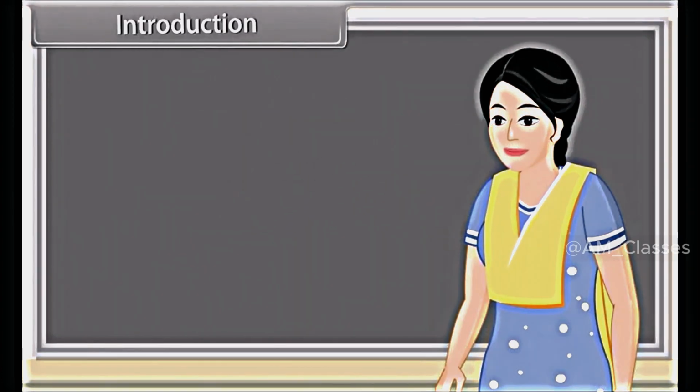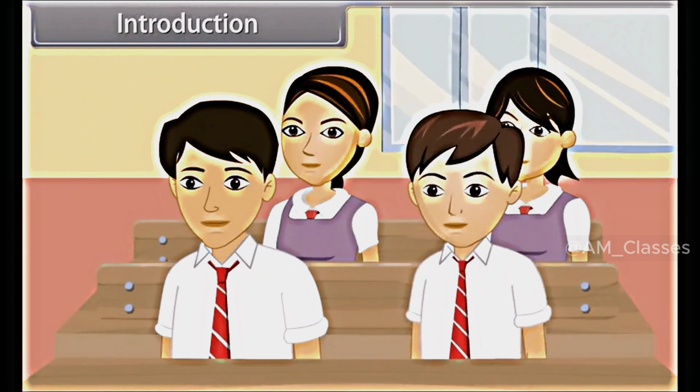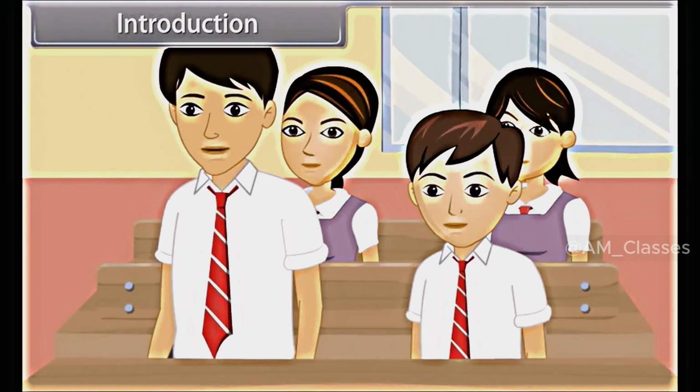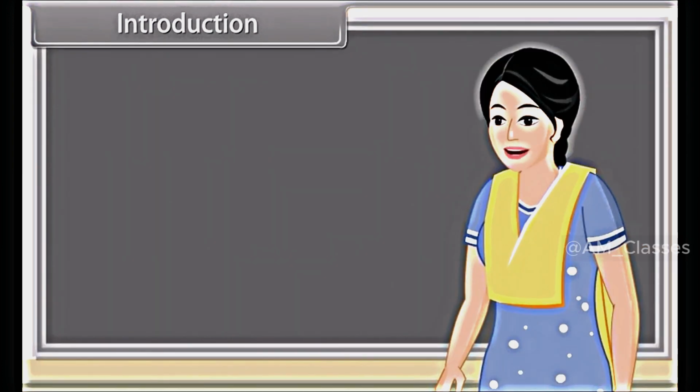Introduction. Have you ever been to the bank of River Yamuna in Delhi? No, ma'am. Yes, ma'am. I have been there once. But ma'am, there is a very unpleasant smell in the river and it is extremely dirty. Yes, Gaurav, you are absolutely correct.